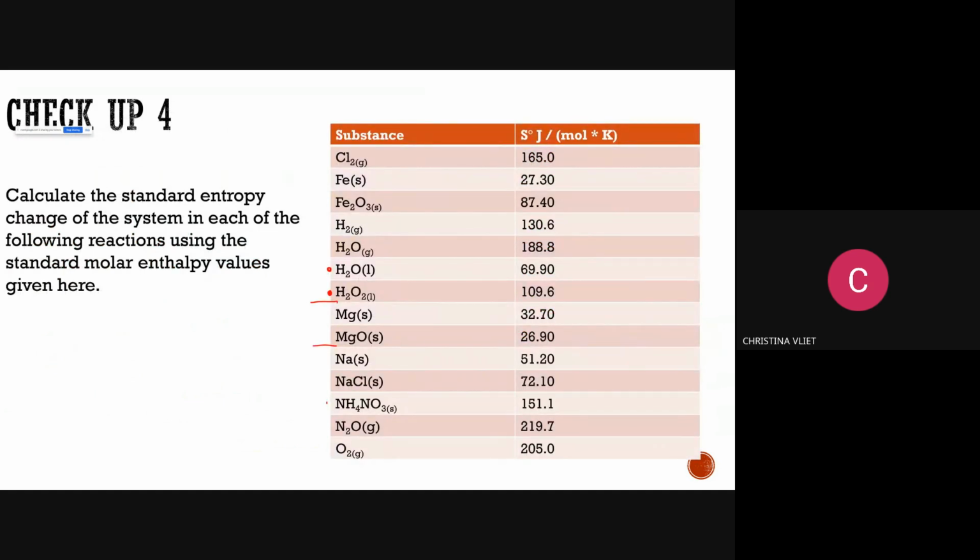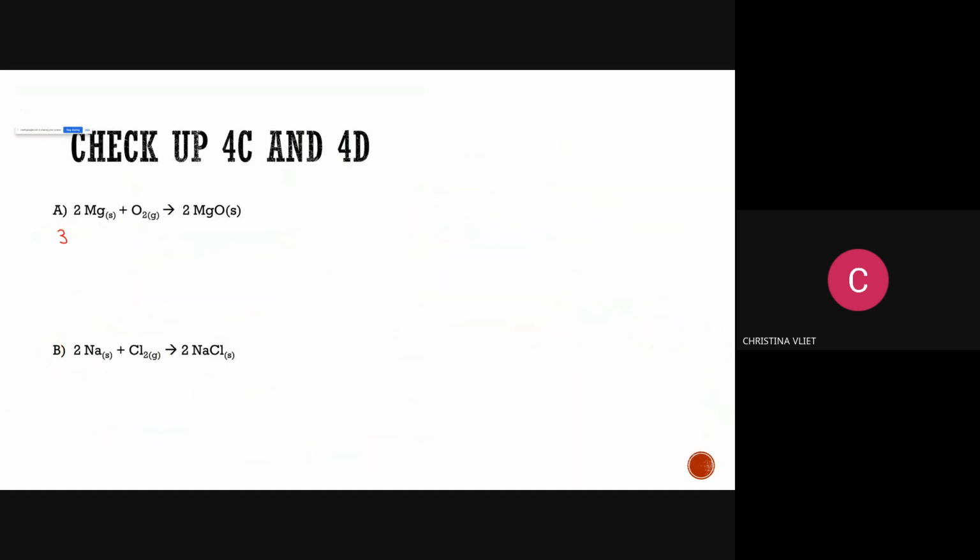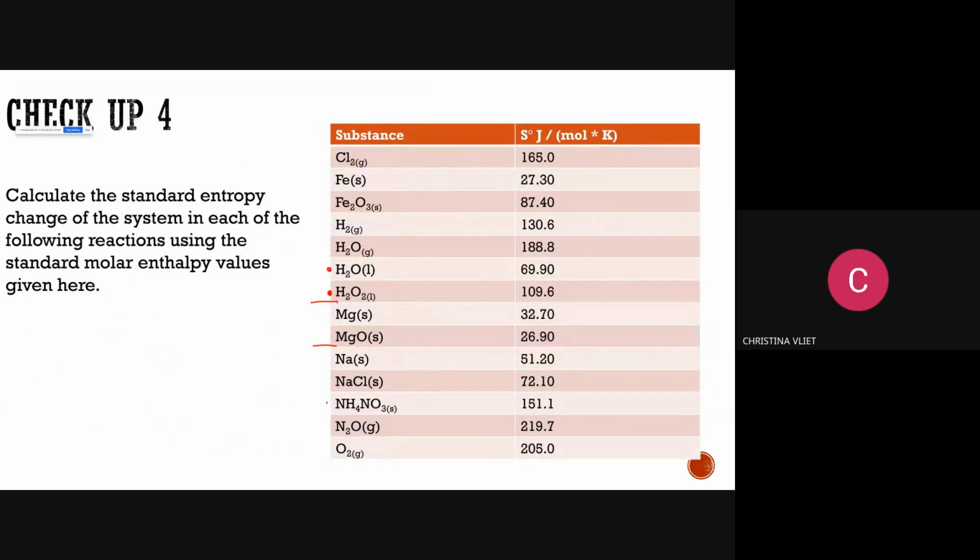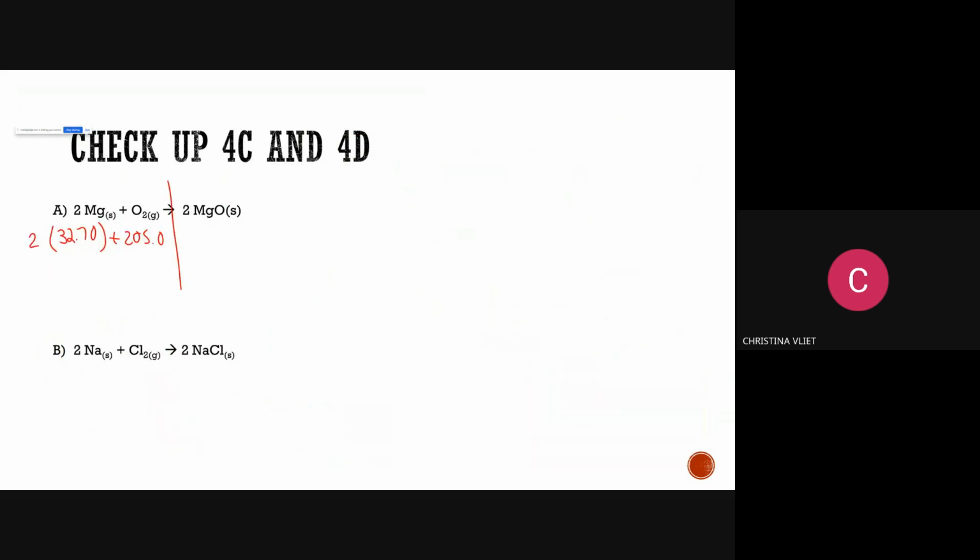So 2Mg plus O2 goes to 2MgO. What do we got to do? Get the numbers, right? Do we consider the amounts? So this would be 32.70 multiplied by what? 2 plus 205. That's me remembering off the top of my head what that was. MgO, 26.9. But should we leave it at 26.9? No, we should multiply it by 2 again. And then we got to do the math.